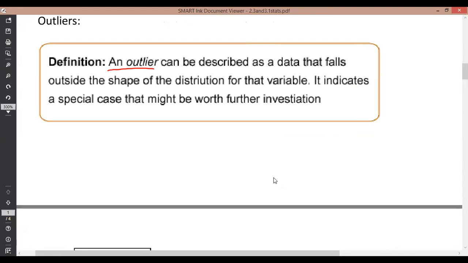An outlier can be described as data that falls outside the shape of the distribution for that particular variable, whatever variable you were collecting, like depth of artifacts or some kind of phosphorus amount in the soil. It indicates a special case that might be worth further investigation. Your ability to investigate outliers to some extent lies with the people who are studying the data. So if they're studying something that they have a background in, like archaeology, they might have a better idea about what to do with that outlier or how to interpret it. Okay?